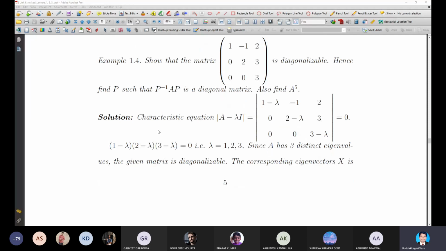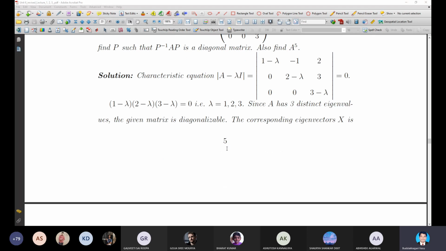You see it here. So first we find the eigenvalues and eigenvectors for the given matrix. First check whether it is a symmetric matrix or not. This is not a symmetric matrix. So therefore, find its eigenvalues and eigenvectors. For finding eigenvalues, the characteristic equation is determinant of A minus lambda I is equal to 0. The eigenvalues obtained for the given problem are 1, 2, 3. Since A has 3 distinct eigenvalues, the corresponding eigenvectors are to be determined.